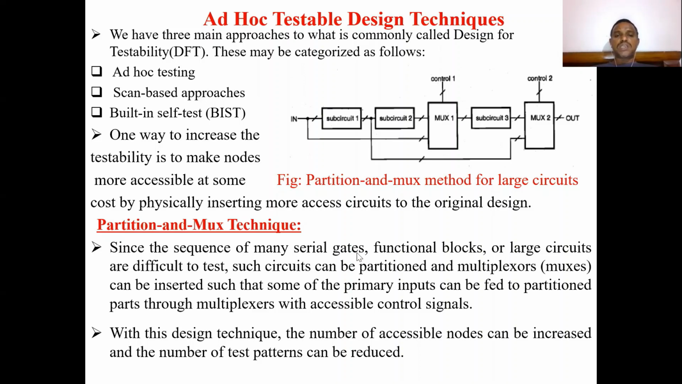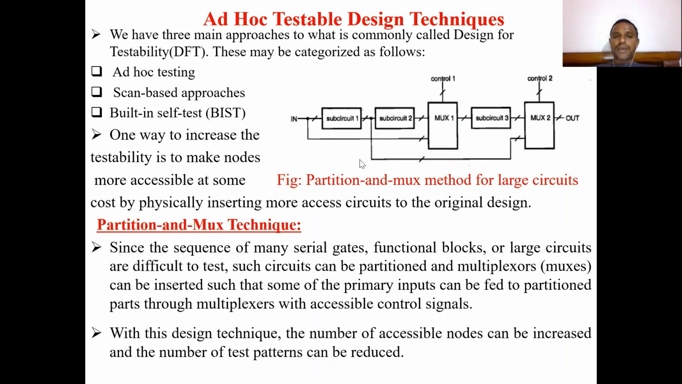Since a sequence of many serial gates, functional blocks, or large circuits is difficult to test, such circuits can be partitioned and multiplexers can be inserted, such that some of the primary inputs can be fed to the partitioned parts through the multiplexers with accessible control signals. After partitioning the large circuit into sub-circuits, we place multiplexers in between those sub-circuits so that we can apply the control signals and, at the same time, the test vectors.